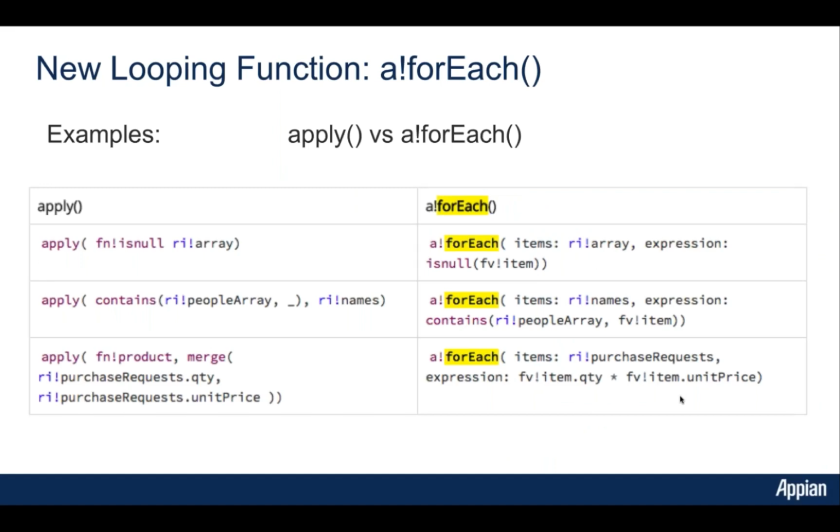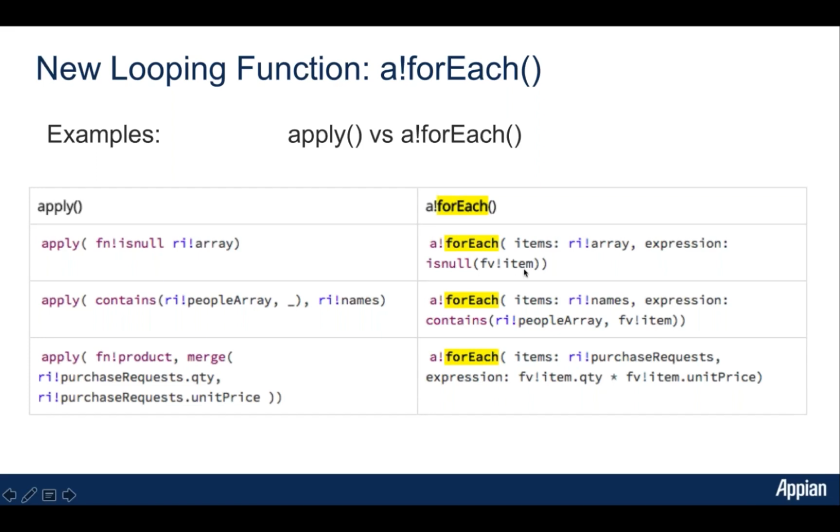So let's see the difference between using apply or for each. The apply function is very simple on the left-hand side. This was a simple one for apply. So apply is null for this array. The first parameter is the expression I want to run. The second parameter is the array. So very simple for the apply function. For each, I have items. I define the array first, and then I define the expression which I want to use.